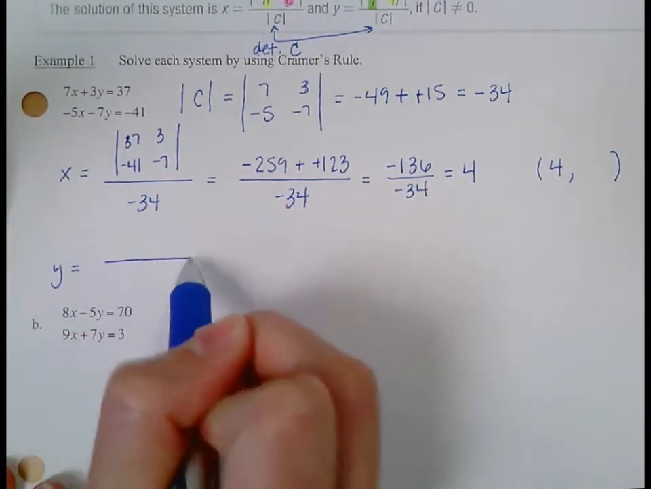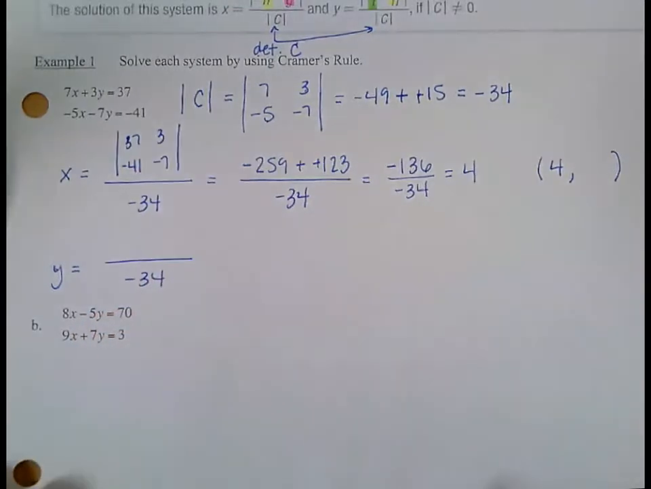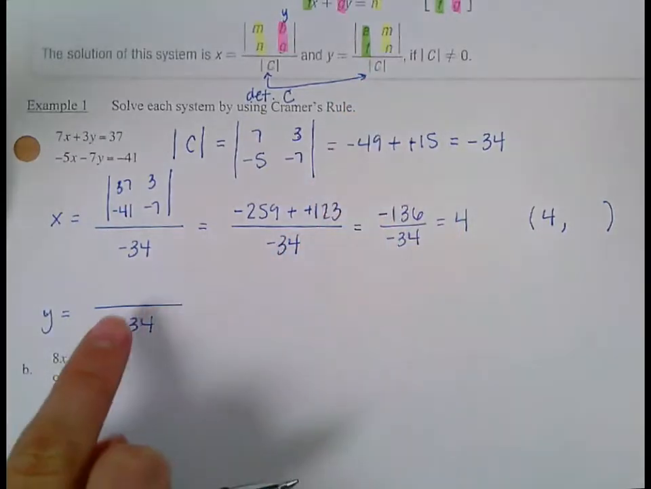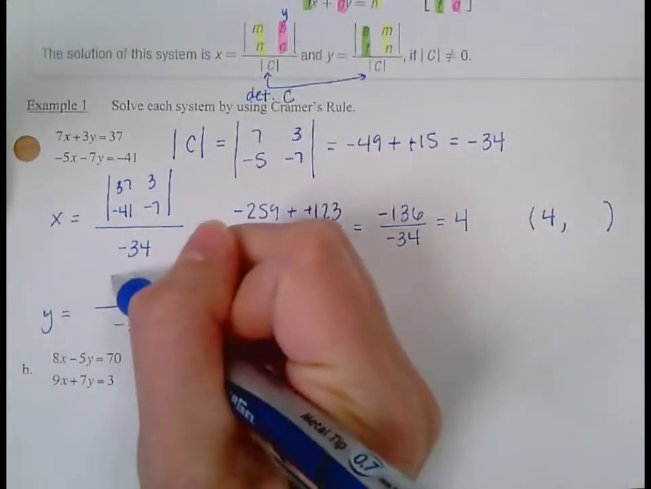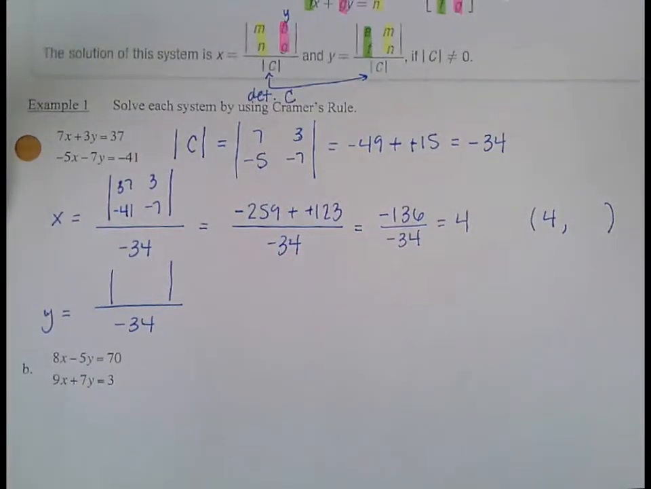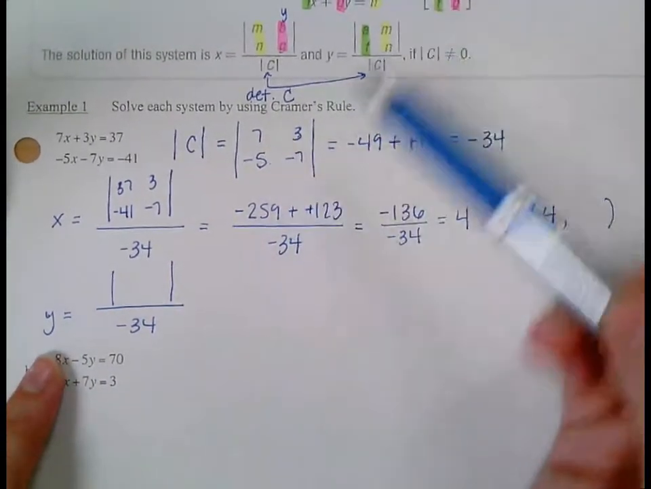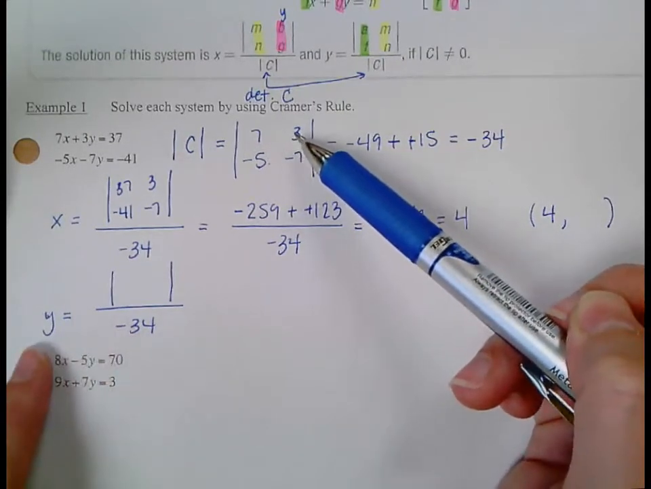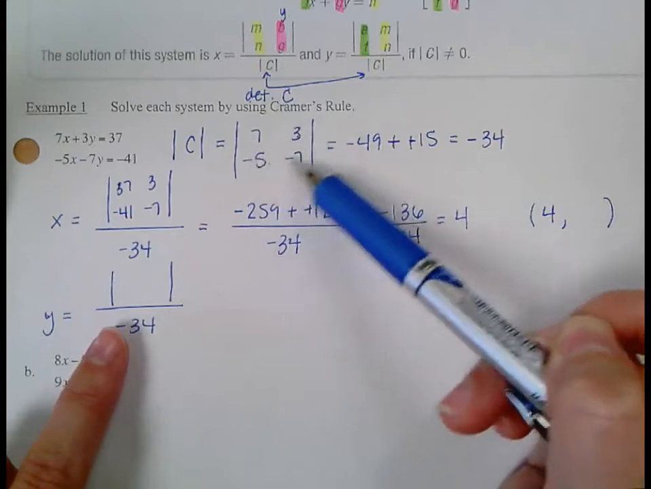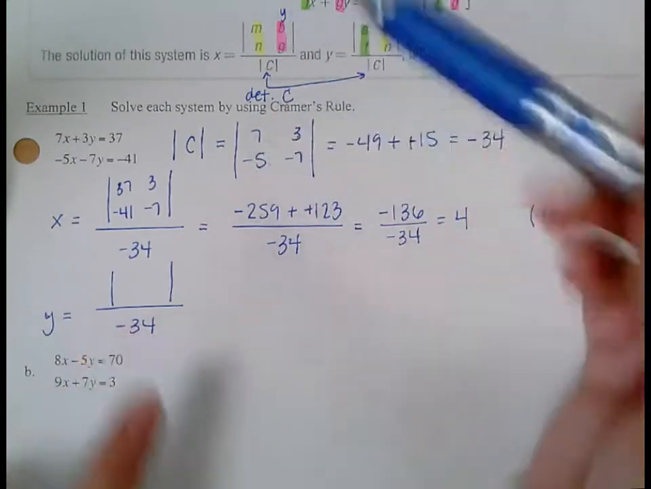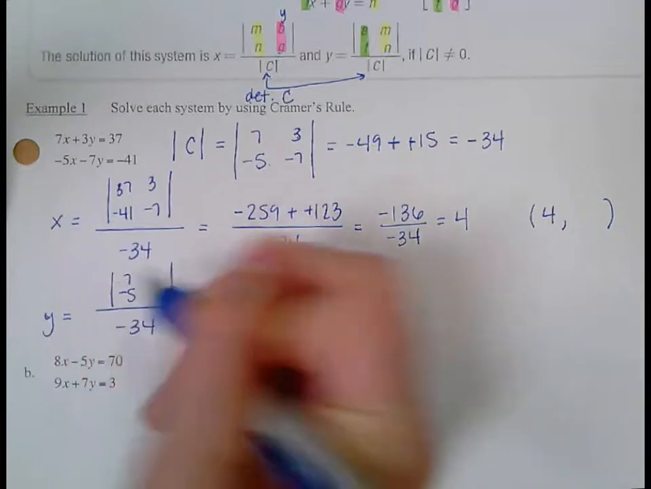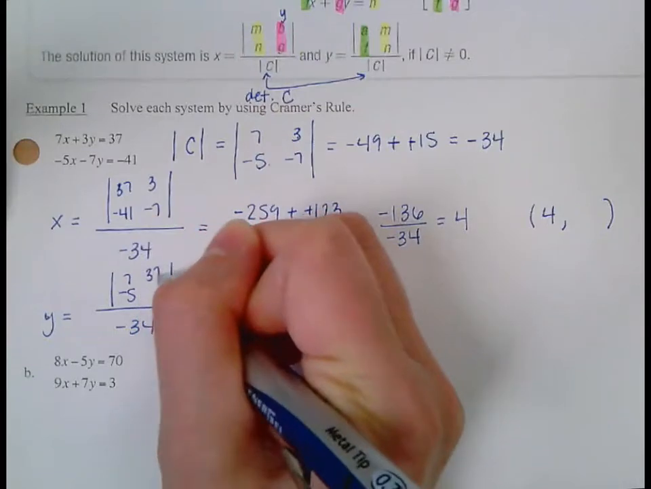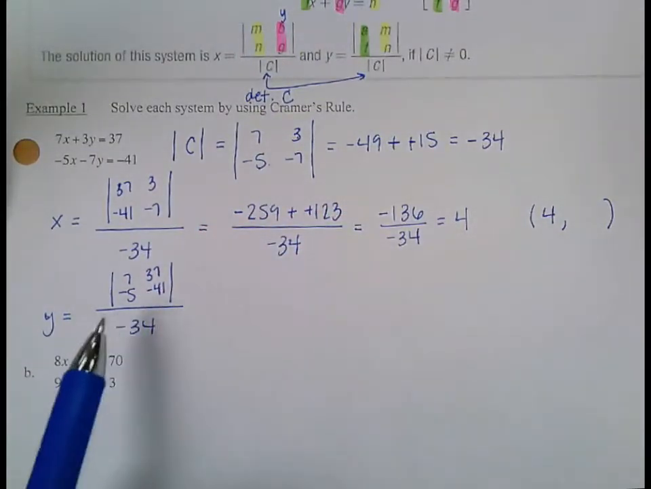So now to find y, I'm going to set it up a similar way. Denominator for y is still the determinant of C, so negative 34. The matrix in the numerator, though, will be different. So now because I'm finding y in matrix C, I keep the x column the same, but I replace the y column now with the column of constants. So this would be the setup for how to find y.